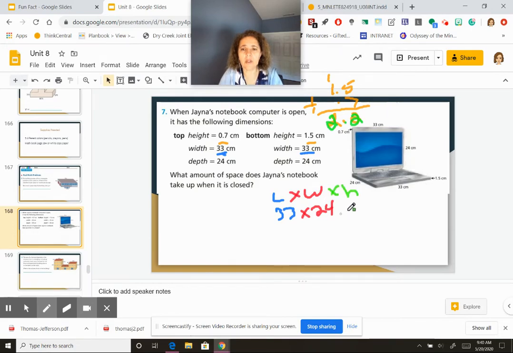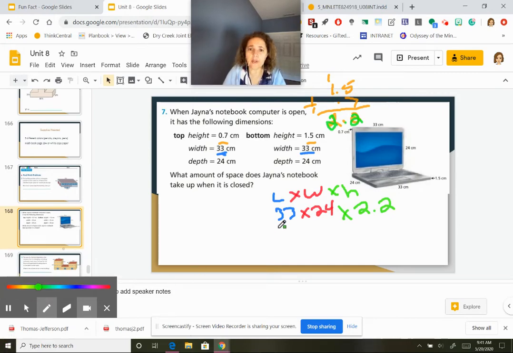So it's going to be times 2.2. They're using the wording a little bit different, but don't let that throw you off. It's still the same, okay? Now you have to figure out what you are going to multiply together first to come up with your answer. I'm going to multiply 33 times 24 first, and then multiply that by 2.2. So go ahead and do that.